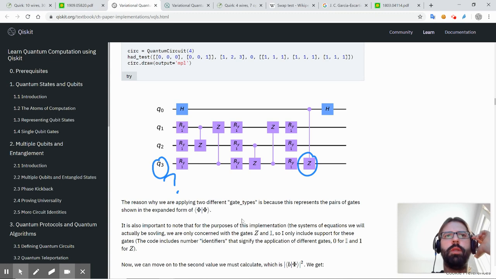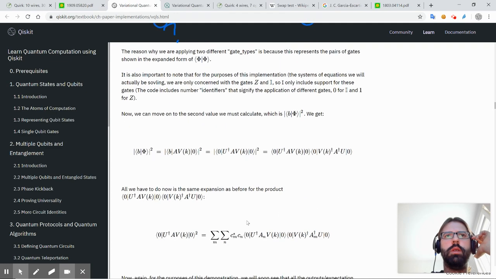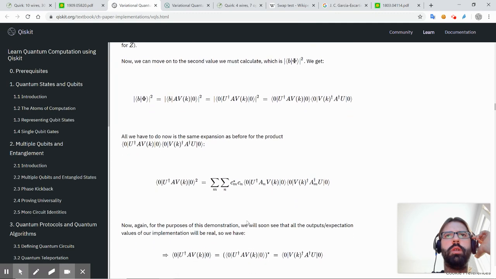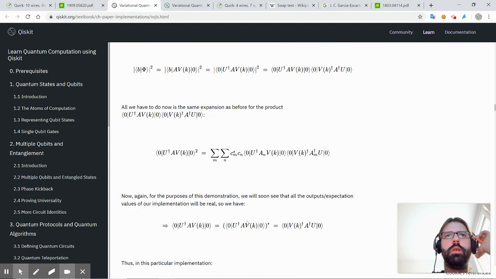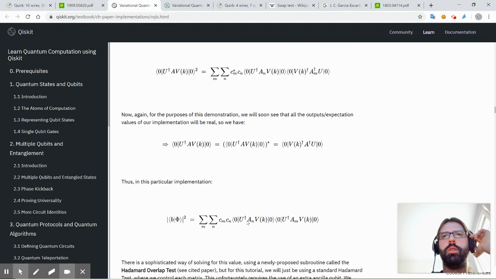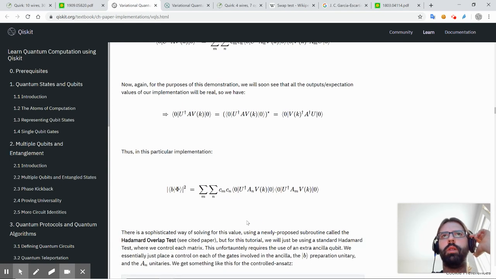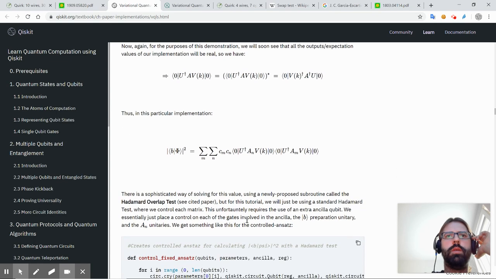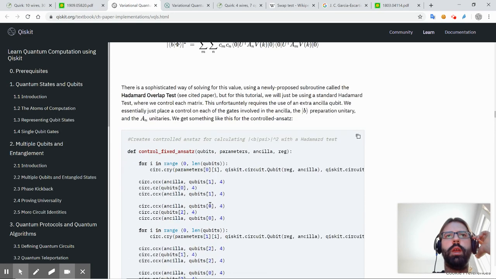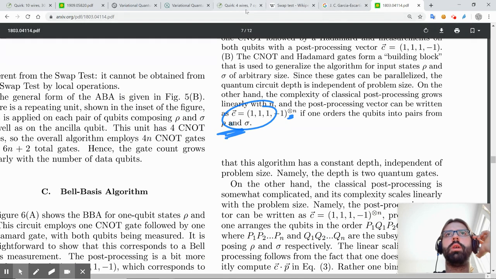And expand the form of these. Okay. And to calculate these, so this is expansion. This all looks just more complicated than it actually is. It's just a complication added because of the notation. And so the Hadamard overlap test is a neat way to calculate that without adding an extra ancilla qubit.